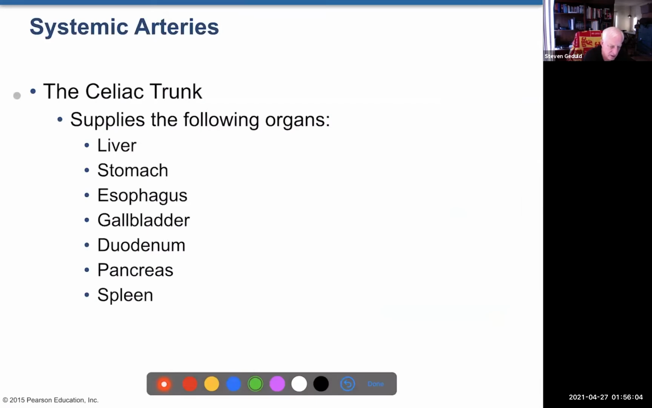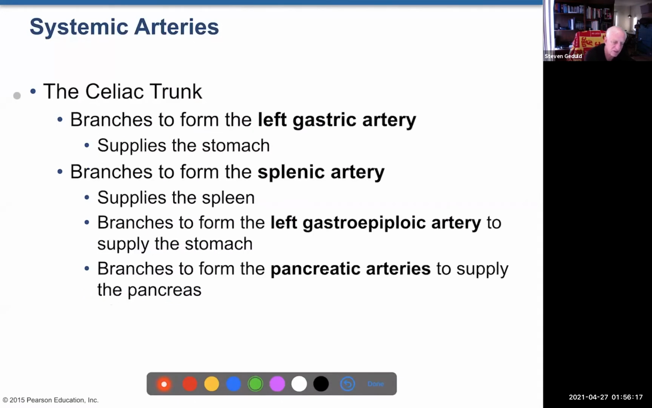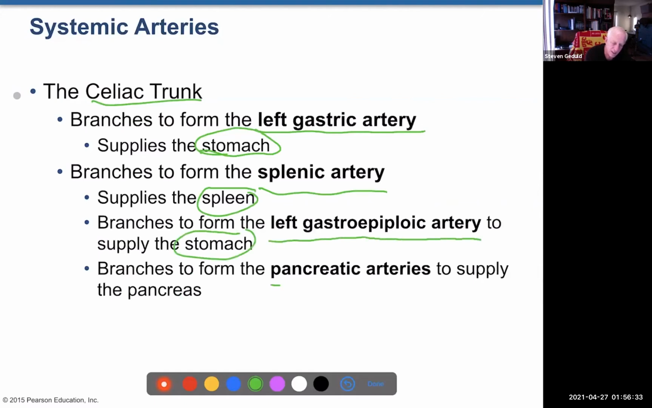Okay. The celiac trunk, once it branches off, supplies the liver, the stomach, the esophagus, the gallbladder, duodenum, pancreas, and the spleen. Okay, it supplies all those organs. Okay. Branches to form the left gastric artery, from the celiac trunk, and that supplies your stomach, and it forms the splenic artery. The splenic artery supplies the spleen. The left gastroepiploic artery supplies your stomach, and the pancreatic artery supplies the pancreas.